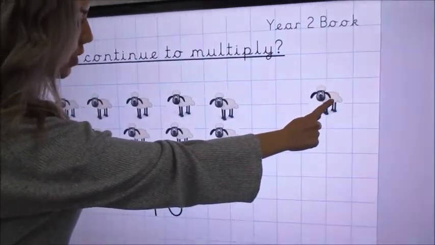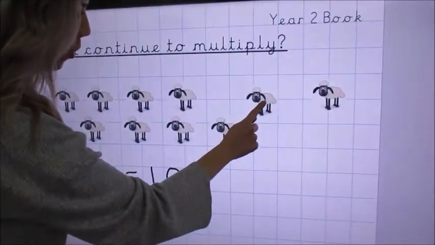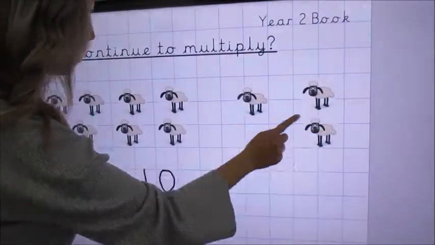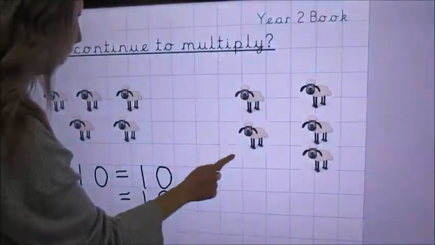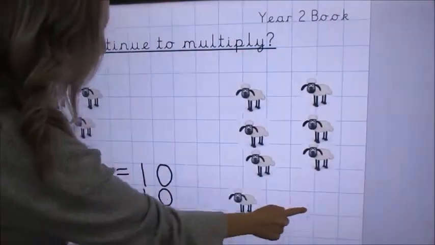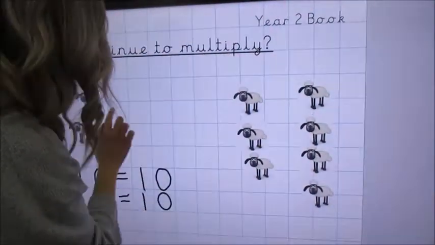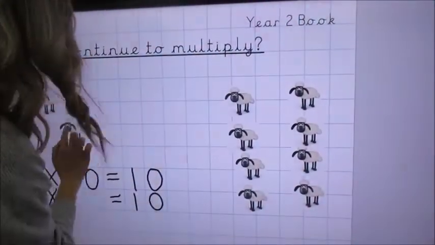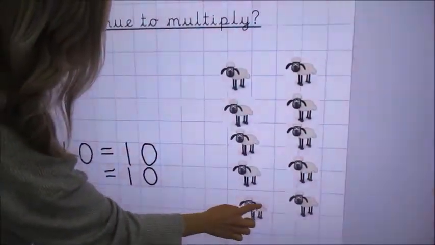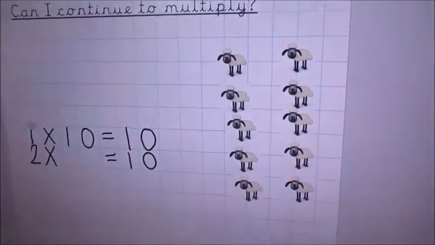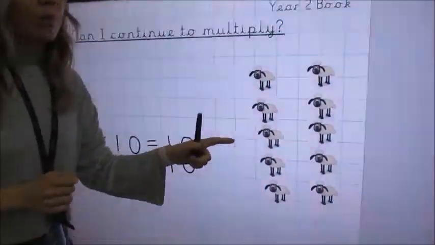So let's have 2 lines. 1, 2. 1, 2. 1, 2. Now, we need to check that our groups are even.